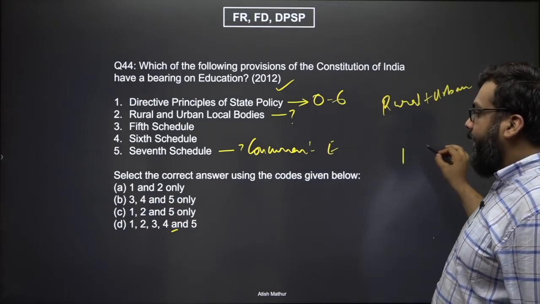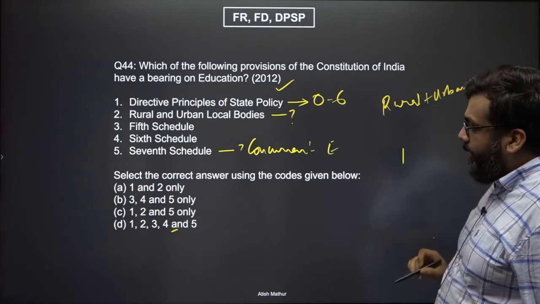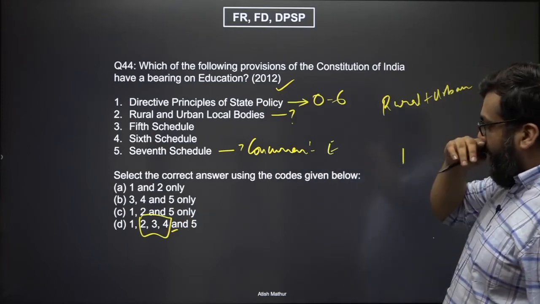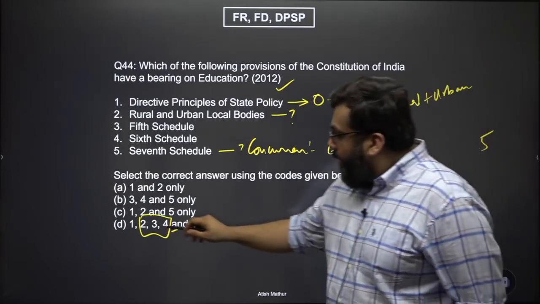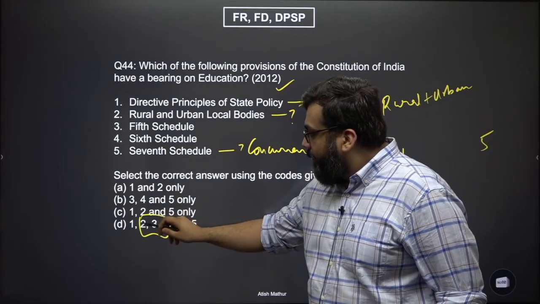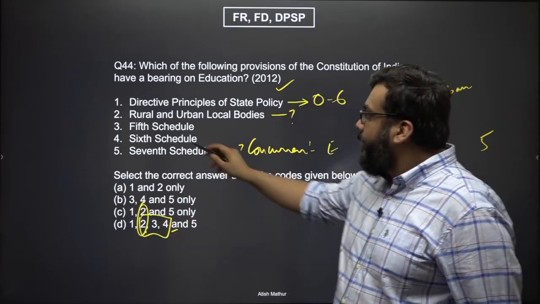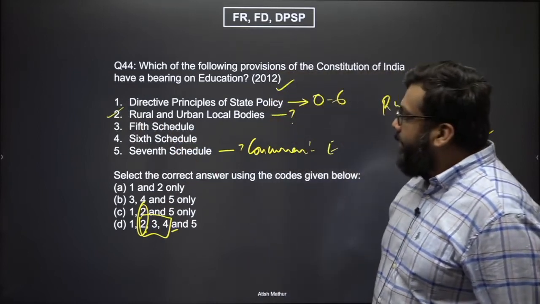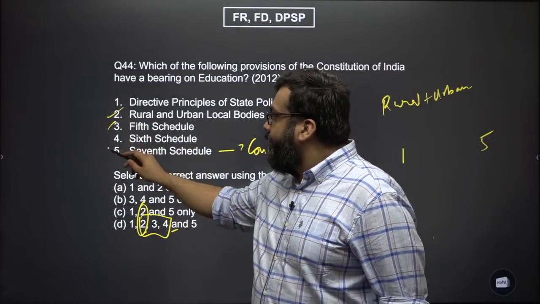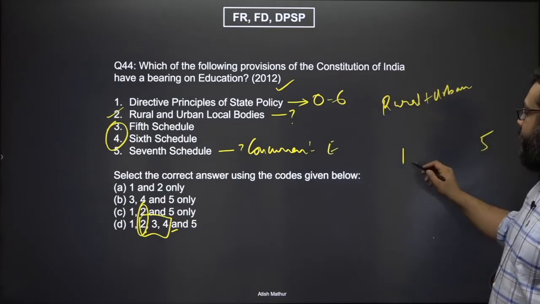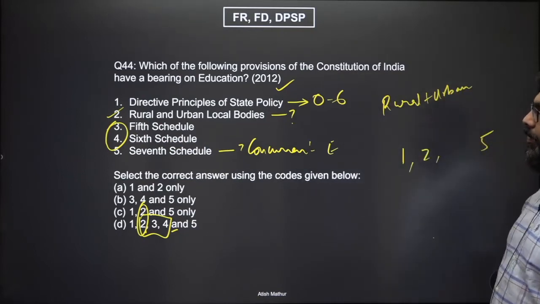1 is definitely correct, 5 is definitely correct. We have to check for 2, 3 and 4. Okay. Now between 2, 3 and 4, we are left with 2 is common to both C and D, which means 2 is definitely right. So rural and urban bodies is right. We are now left with third and fourth, which is fifth and sixth schedule. So 1 is right, 2 is right, and 5 is right for sure.